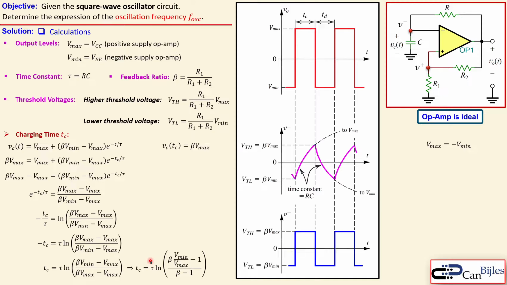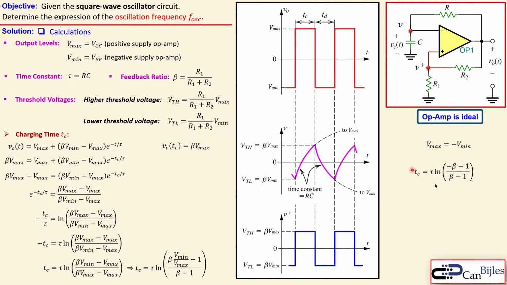But we know for symmetric output states that the V maximum is minus the V minimum. So if it is plus 10, the other one will be minus 10. That means this ratio is minus 1. So we can say this is actually minus beta, so beta times minus 1.